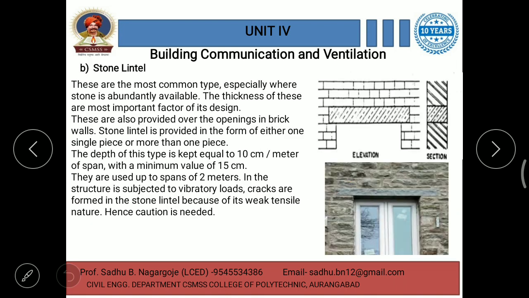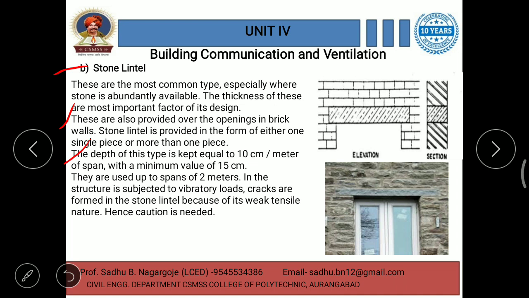The second type of lintel is stone lintel. These are the most common type, especially where stone is abundantly available. The thickness of these is the most important factor of its design. These are also provided over the openings in brick walls. Stone lintel is provided in the form of either one single piece or more than one piece.